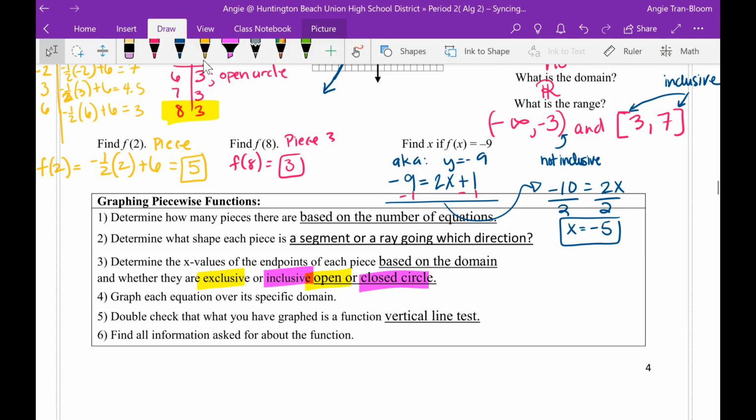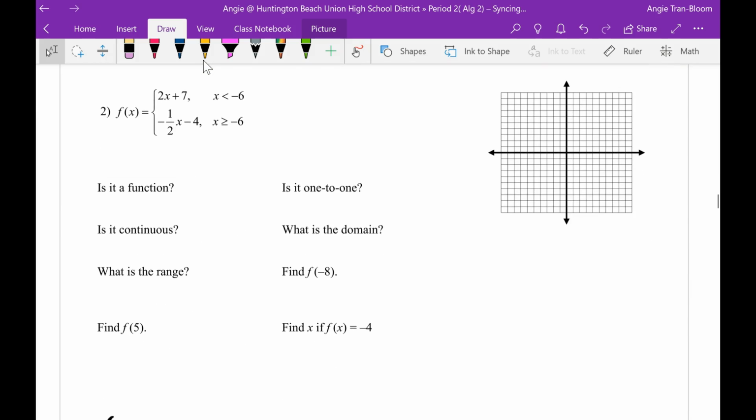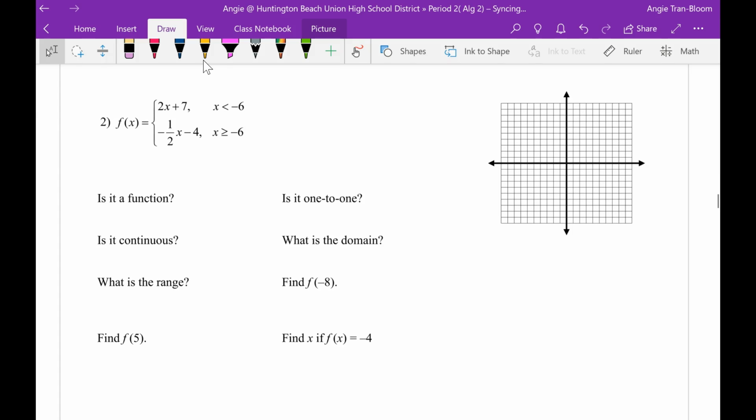And James, can you help me read 6, please? Find all the information asked for about the function. Perfect. Okay, answer all the questions. Let's do 2, and then you have a check for you for 3. Okay, can you just help me read this one? Remember, reading is one of the major parts that's already confusing.